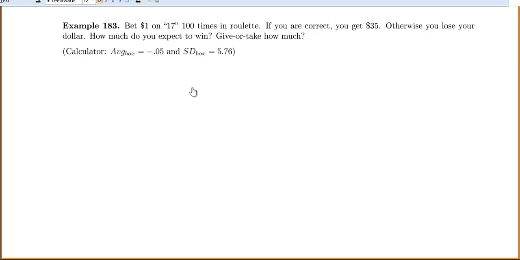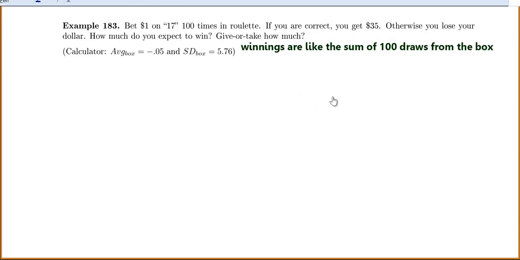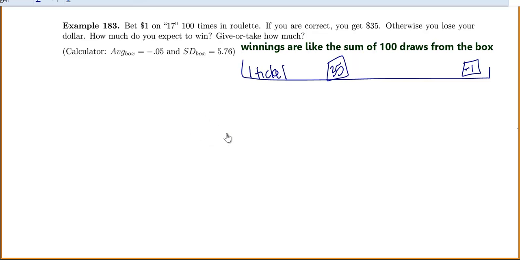Once again, let's start with our box model. The winnings are like the sum of how many draws? We're playing 100 times, so 100 draws from the box. And what needs to go into our box? We can bet $1. If we're correct, we get $35. Otherwise, you lose $1. So those are our only two choices, win 35 or lose 1. You can only win if you actually get the 17, and there's only one 17. You lose if you get anything else, and there are 38 total numbers, so there's one way to win and 37 ways to lose.